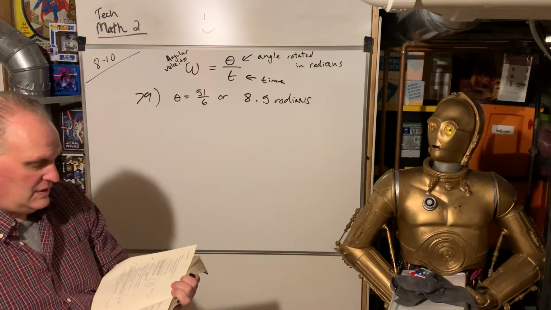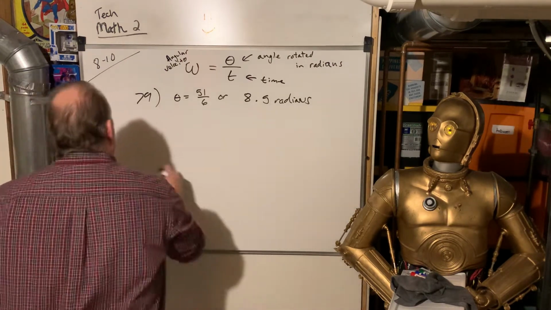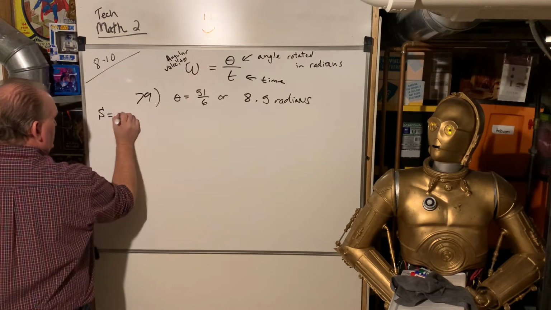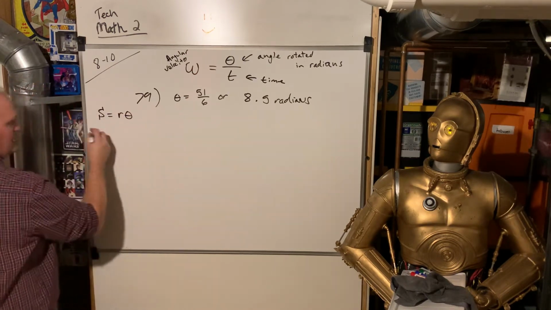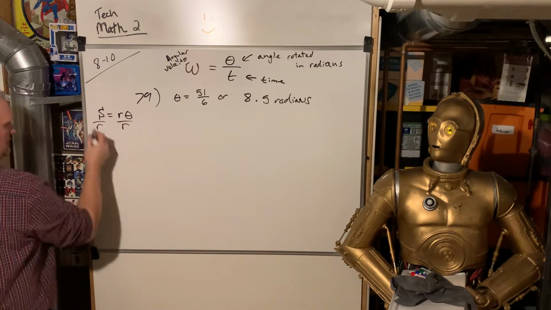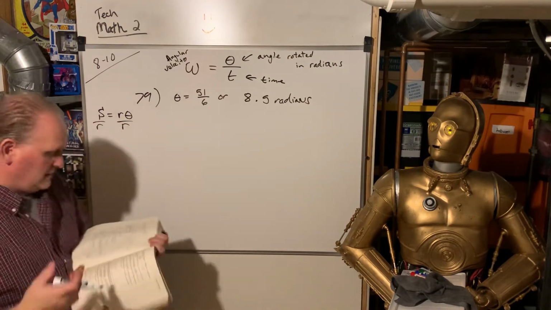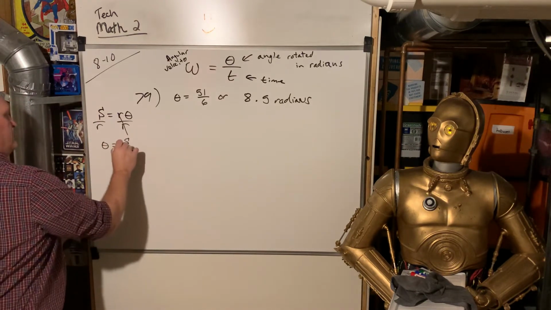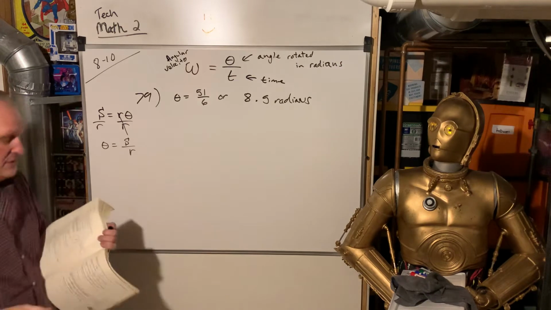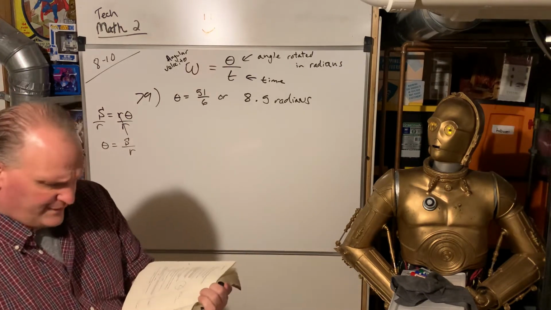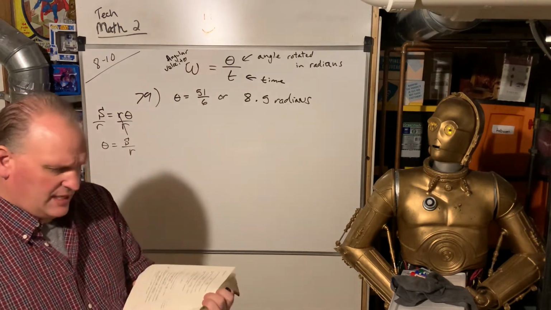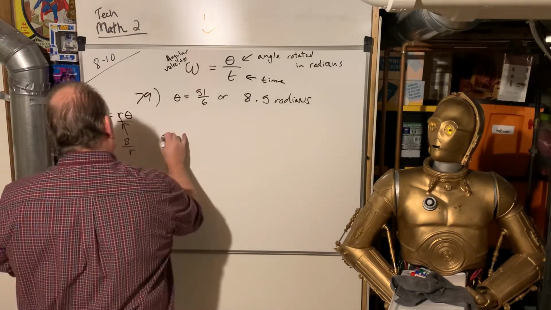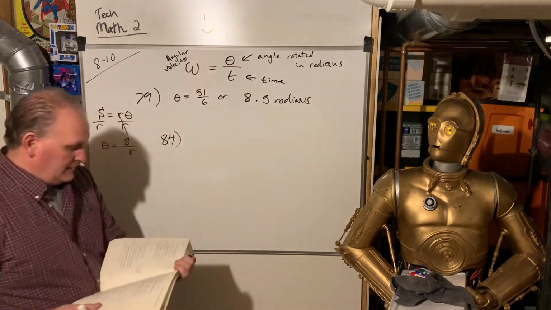So remember, arc length is equal to radius times theta. Well, that also means then theta is equal to arc length divided by radius. So they just used a little algebra on the formula that we used a couple of sections ago. All right, so let's look at 84 here and see what we can do there.